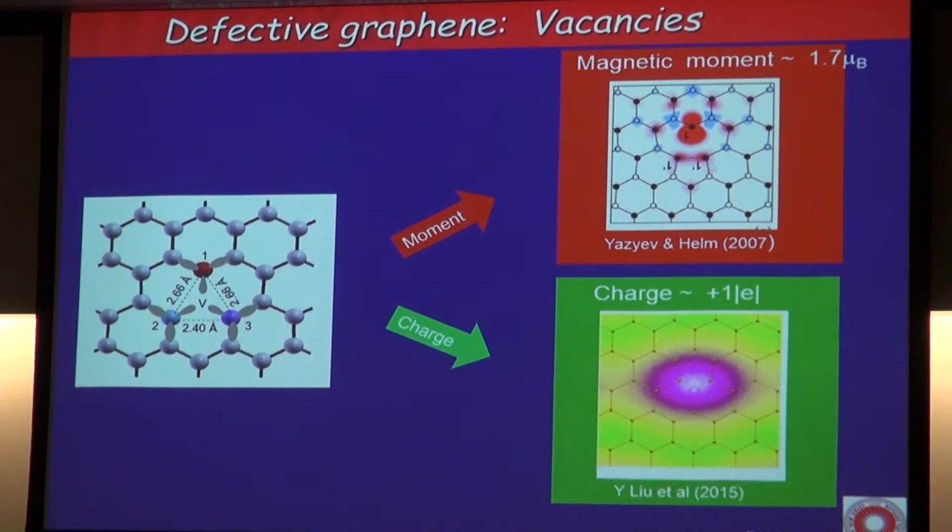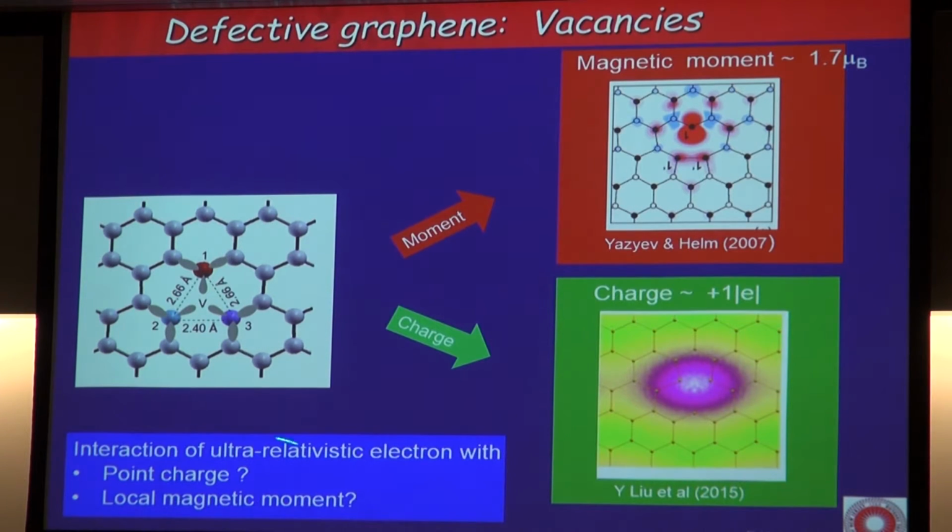And we have a charge. It turns out that the ground state of the system is where you have about 1 electron of positive charge sitting on the vacancy. And these are DFT calculations that show that this is what's going to happen. So you have positive charge sitting on the vacancy, and this is, of course, compensated by long wavelength Friedel oscillations. So these are the 2 things that we're going to study. The things that you can study are the interaction of ultrarelativistic electrons with a point charge, and the interaction of ultrarelativistic electrons with a magnetic moment.